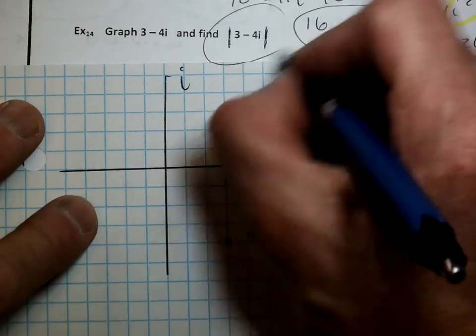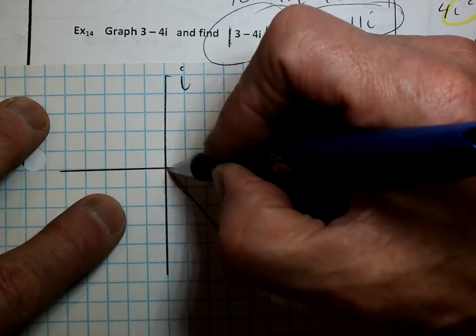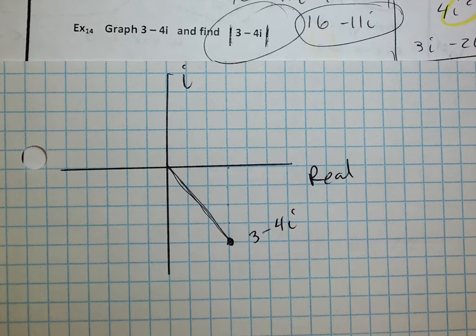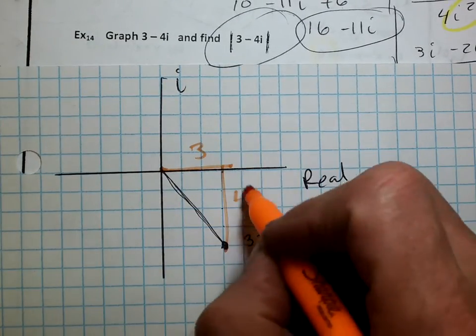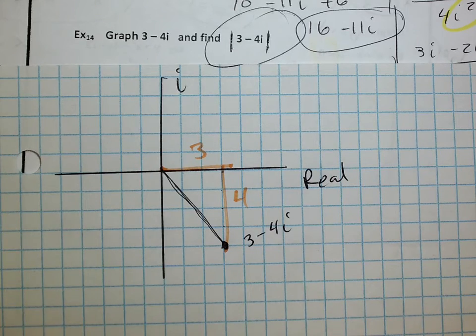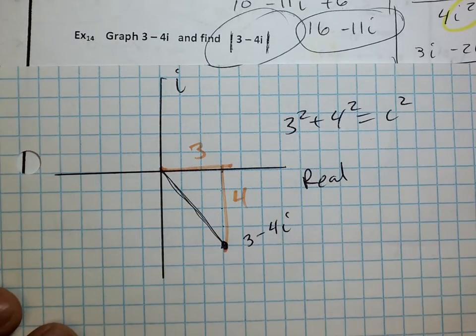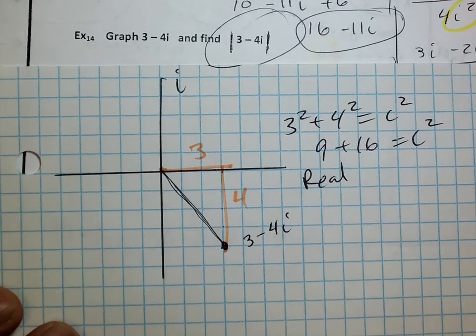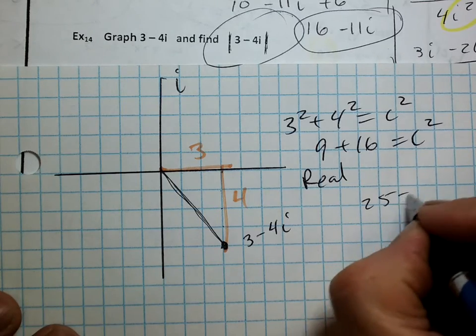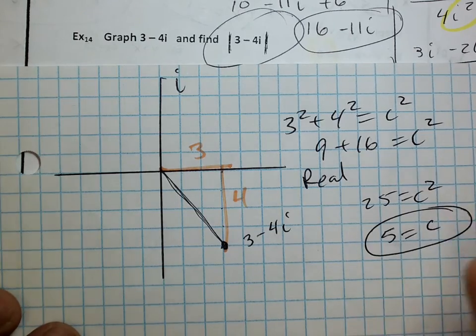If I want to find its magnitude, that's like its length from there to there. David said, make a right triangle and use the Pythagorean theorem. You guys agree? So we do a right triangle. I go right 3, down 4. So 3 squared plus 4 squared equals c squared. 9 plus 16 equals c squared. 25 equals c squared. c is 5, and the magnitude is 5.